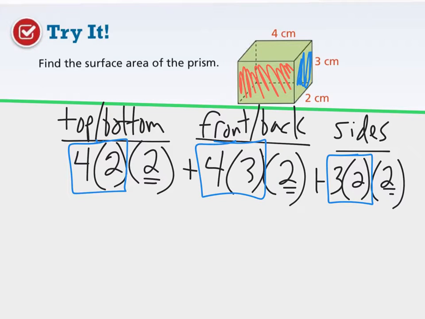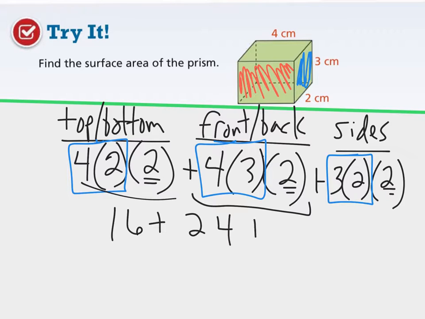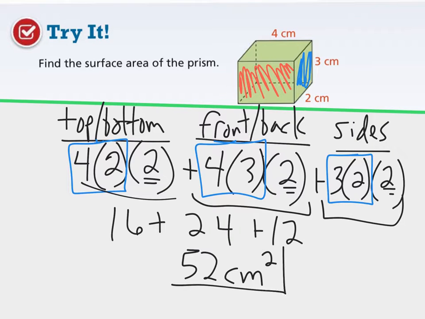If you are allowed to use the calculator, technically this is a setup that we could use and then go to our answer. You could actually type this all in your calculator at once. The other way would be just multiply. So 4 times 2 is 8, times 2 is 16. 4 times 3 is 12, times 2 is 24. And 3 times 2 is 6, times 2 is 12. And then when we add those together, we would get 52. So 52 square centimeters would be the surface area. In other words, kind of like how much material it would take to make this box.